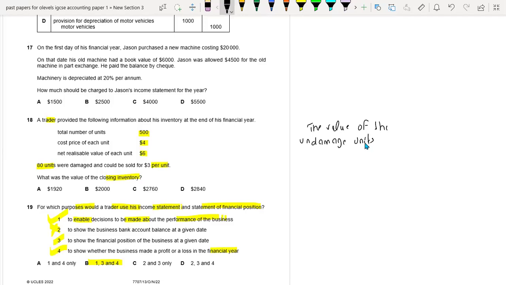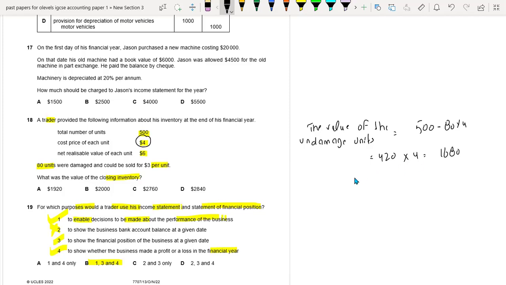So this would be equal to 500, which was the total number of units. Okay, and we have sold 80 units. So 500 minus 80, multiplied by 4, because the cost price is lower than the NRV. So it means 500 minus 80 gives us 420 units, multiplied by $4. So this would be 1680.